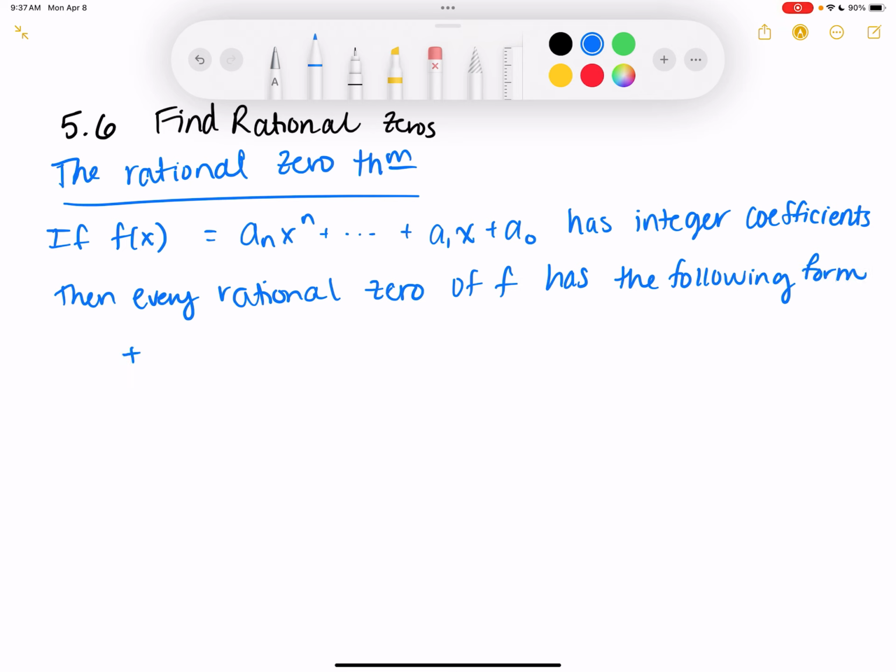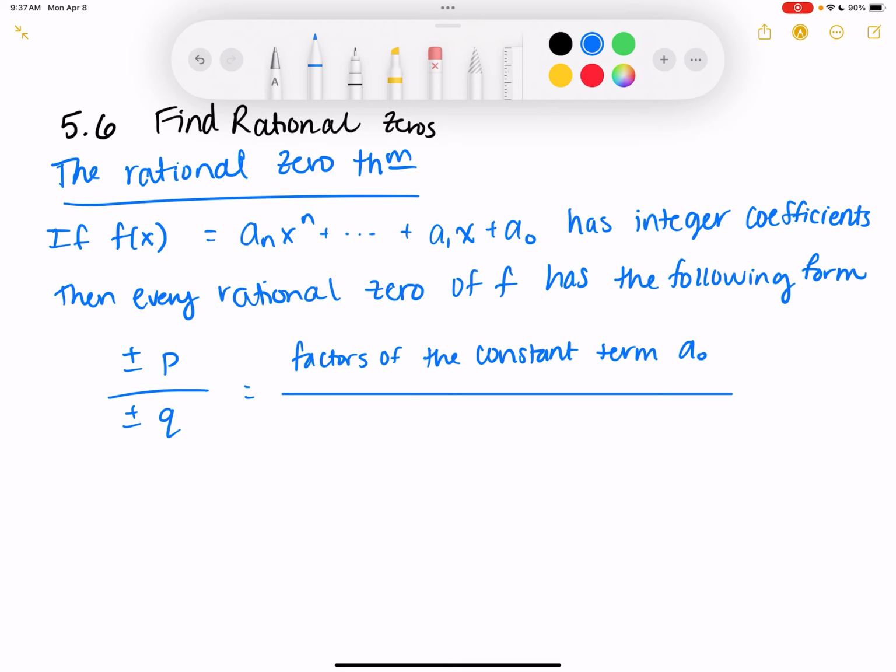And so this is the part that you really need here. So plus or minus p over plus or minus q. And so the top is the factors of the constant term, a sub 0, so that would be the very last term, over the factors of the leading coefficient, which is that a sub n value. So it's the factors of the last term over the factors of the first term, assuming we are written in standard form.